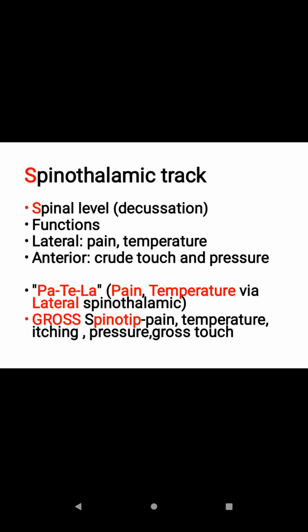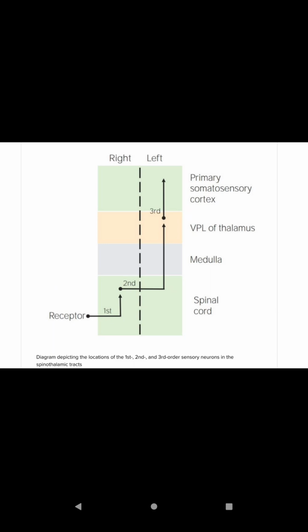Now, this mnemonic can help you to remember that the pain and temperature is found on the lateral group, and this mnemonic is patella. Now, the mnemonic that helps us to know the functions of the spinothalamic tract is gross spinal tips. Now, gross for gross touch, spinal for pain, tip, T for temperature, I for itching or tingling, then P for pressure.